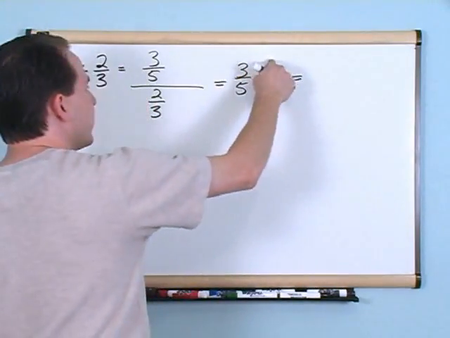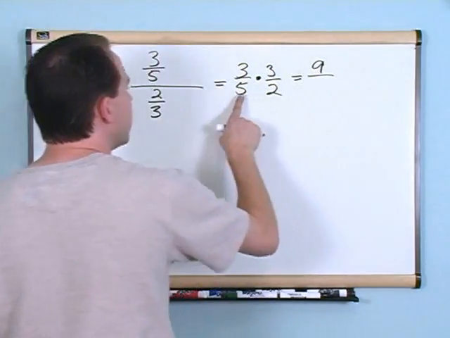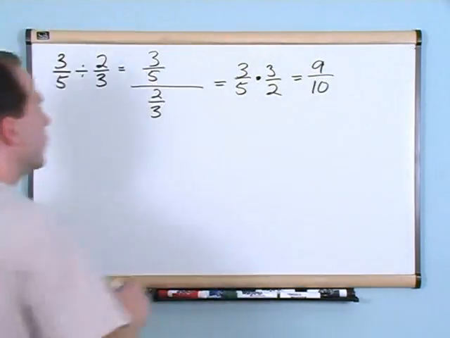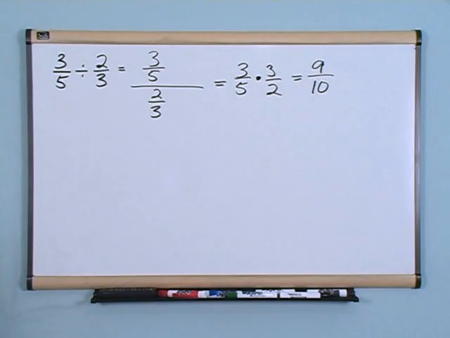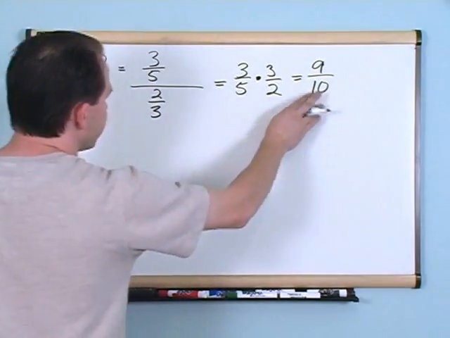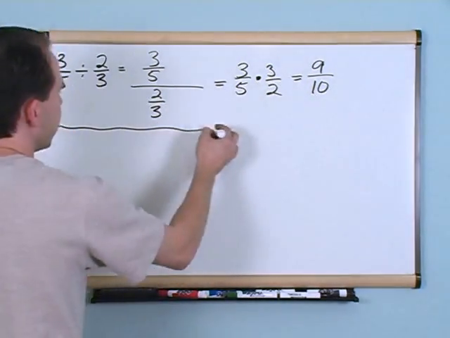So then 3 times 3 gives me 9, that's on the top. 5 times 2 gives me 10, which is on the bottom. So the answer is 9/10. And there's nothing more I can do here to simplify. There's nothing I can divide by that's going to make that any simpler.